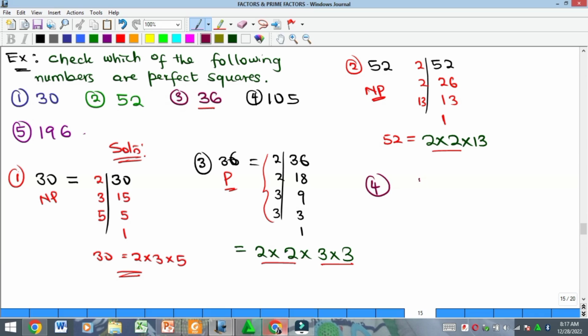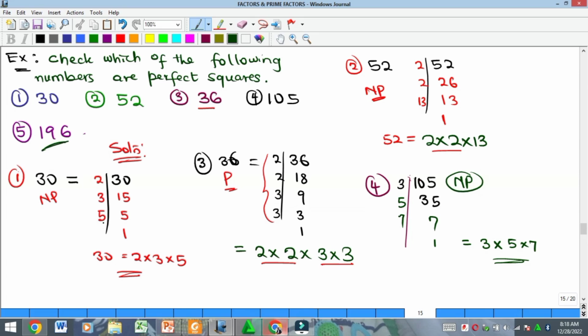So for 105, we divide. 2 cannot go here, but let's try 3. Of course, the sum of this is divisible by 3, so 3 can go. 3 into 105 will give us 35. And then what again? 3 can no longer go, but 5 can go. 5 into 35 is 7, and 7 into 7 is 1. So our 105 is 3 times 5 times 7, and there is no pair here. Therefore, 105 is not a perfect square. All right, so I will allow you to look at this other one, that's number 5, and show if it is a perfect square.